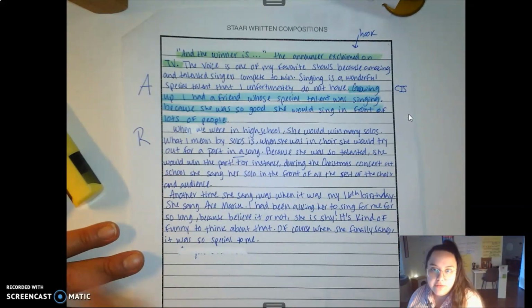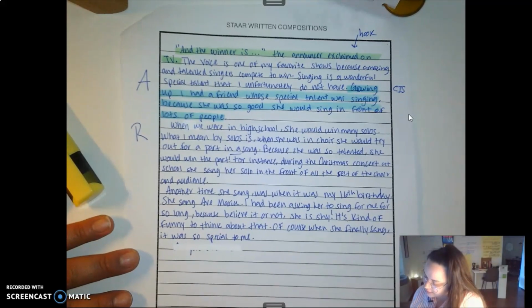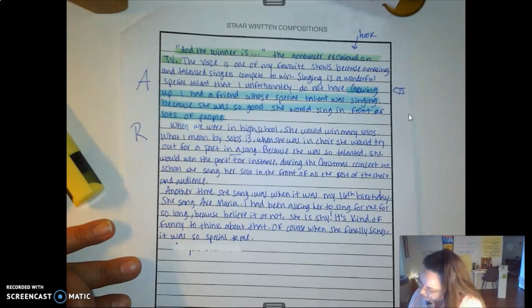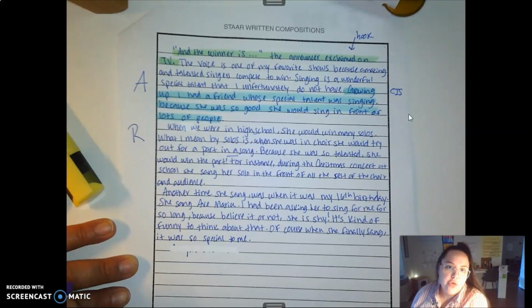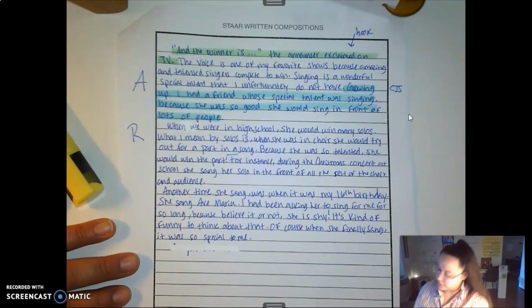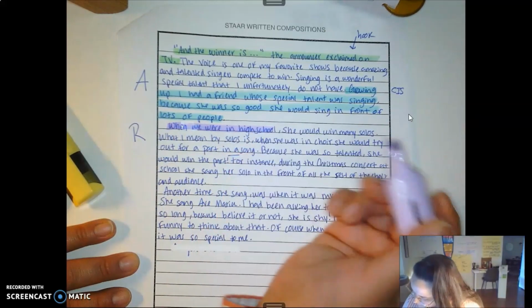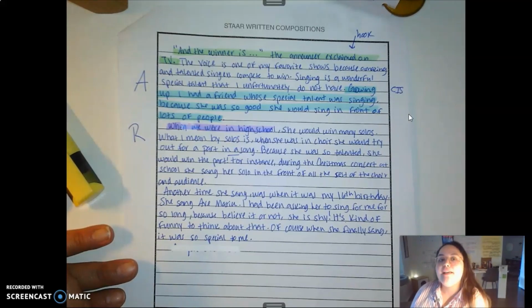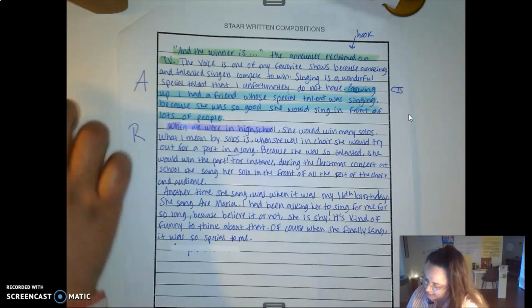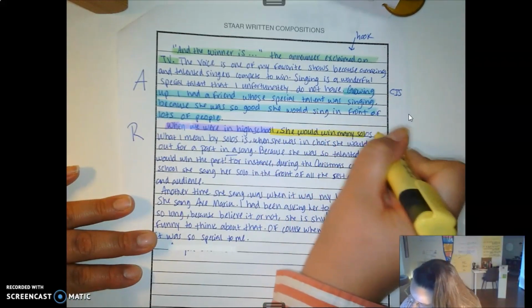Transitions are usually found in that first sentence, which is also known as our topic sentence. So let's see. When we were in high school, she would win many solos. Is there a transition there? Does it show time or does it show location? It shows time. When did it happen? When we were in high school. That's the transitional phrase. Because when did it happen? When we were in high school. And the topic sentence, which is the whole thing, would be she would win many solos.